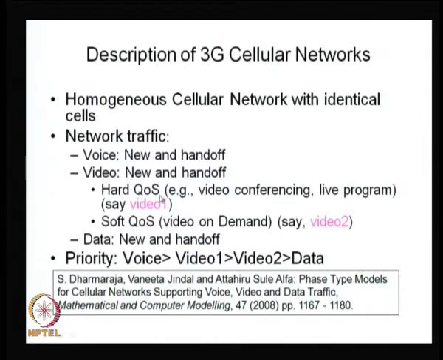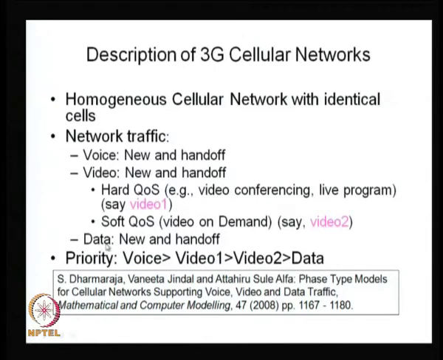One is the hard QoS video 1 type call, and the soft QoS, that is video 2 calls, because there are some video calls that are hard QoS, that means they will not tolerate the delay, like video conferencing, live programs and so on. So, that type of video calls are the video 1, whereas video on demand can tolerate the delay. So, that type of call is called the soft QoS calls, that is video 2.